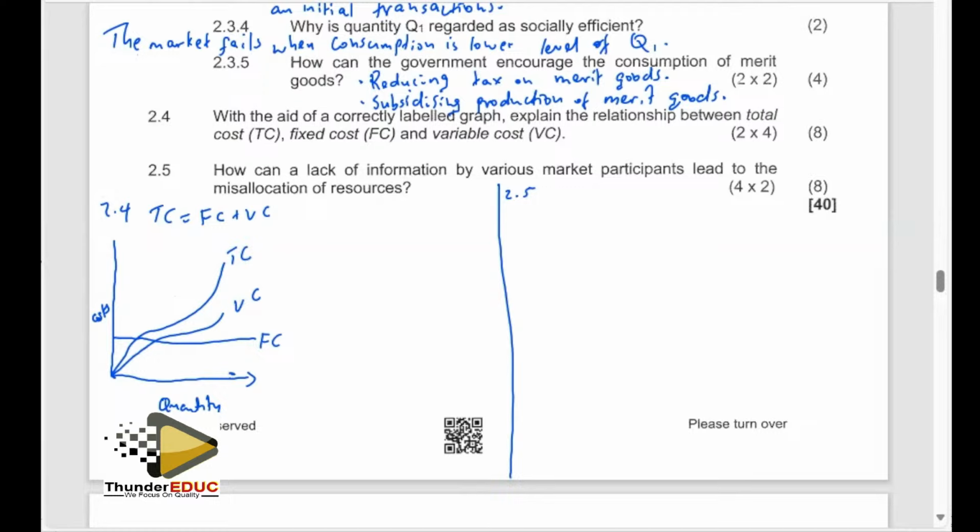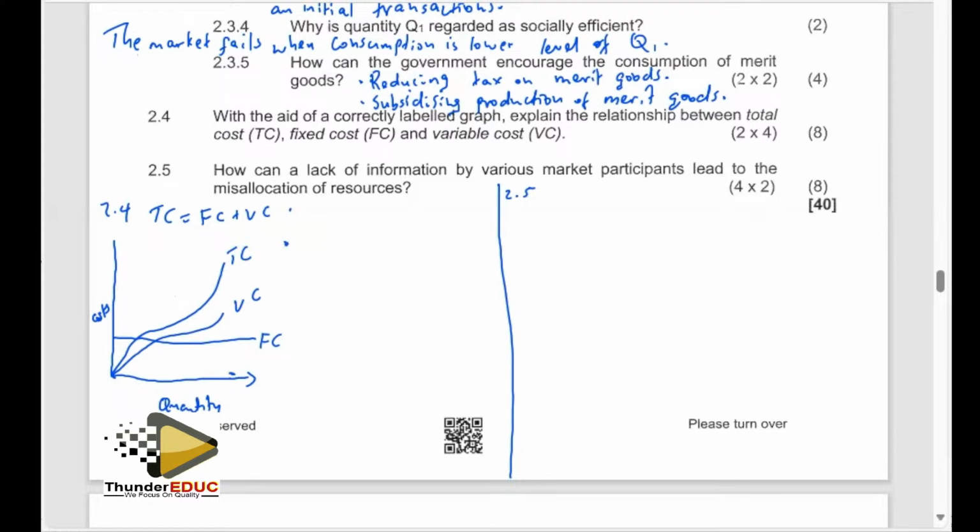Also total cost, if you check, begins at the same point as variable cost. Why? Because at 0 units, the only cost is fixed cost. So there's no variable cost at 0 units of output, as when nothing is produced, no labor or material are actually needed. Okay, right?